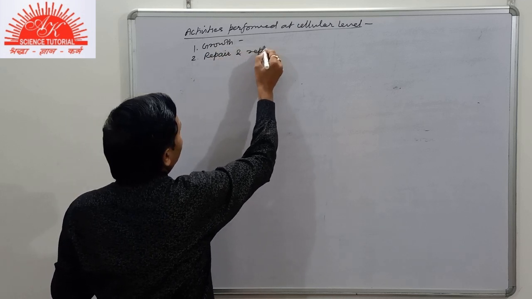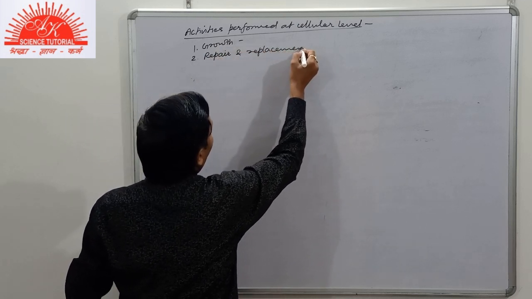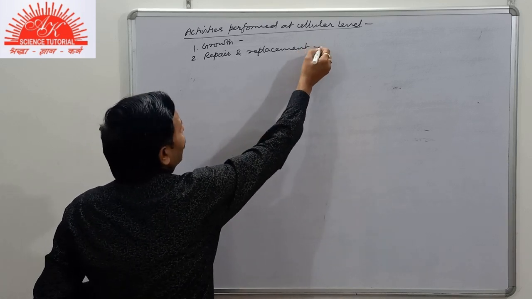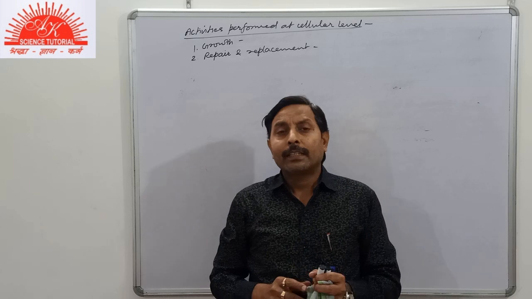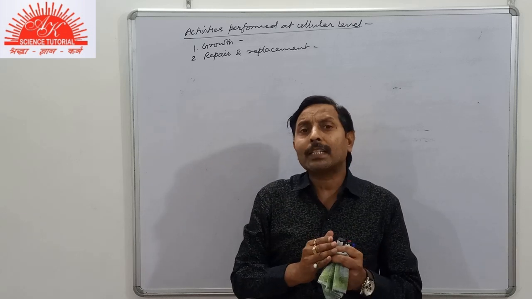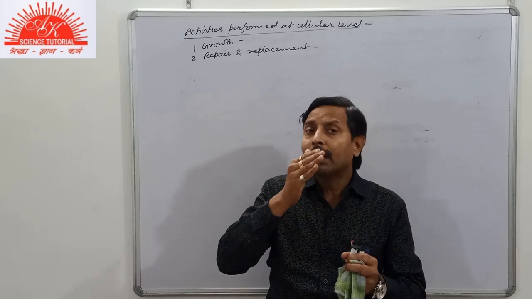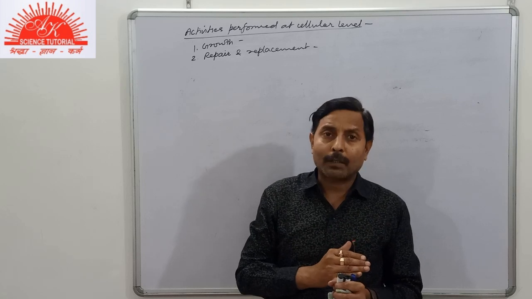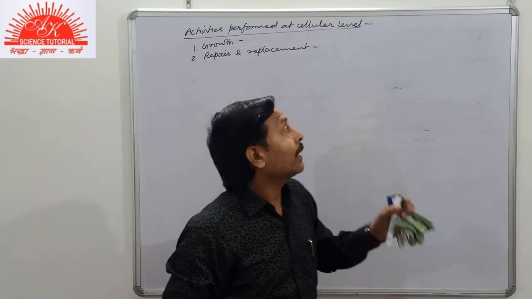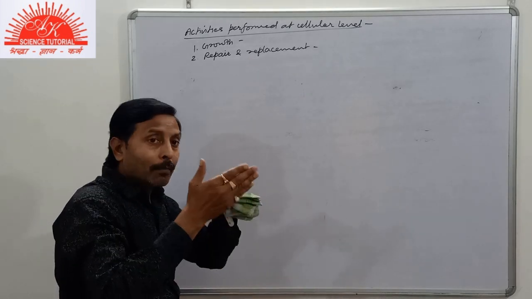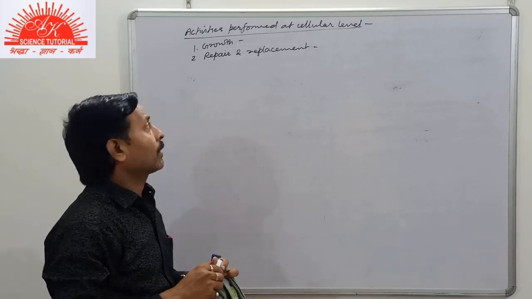Next, repair and replacement. Suppose any part of the body gets injured, then the healing process takes place by the addition of new cells at that place that will maintain its characteristic. So the repair and replacement takes place by the addition of cells.